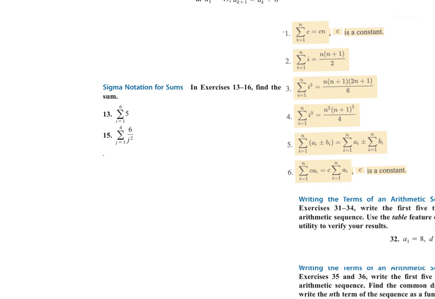Okay, so for 15, I would say there's two ways to do it. One is literally start at 1 and go to 4, plug them in and add them all together. Okay, and that is the way you'd have to do it if the bottom number was not 1. But if the bottom number is 1, you can also split it here.